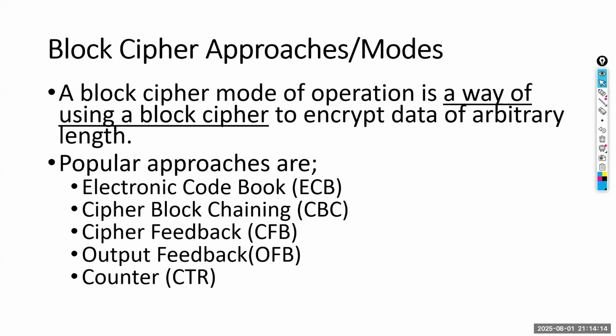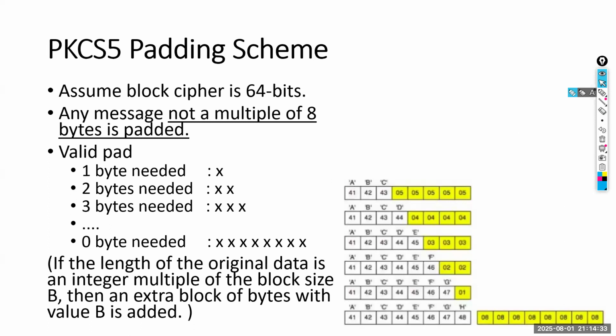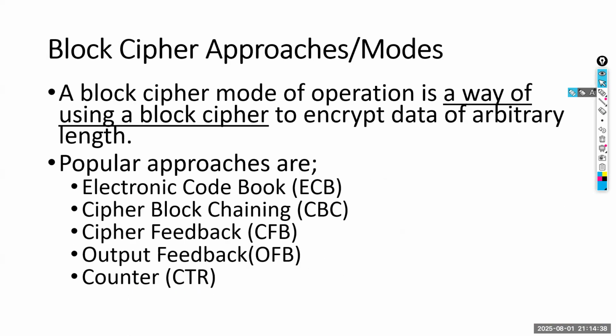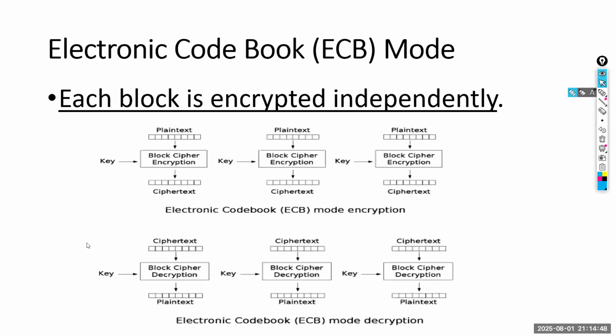Right. Block cipher modes. So these are related to, again, symmetric block ciphers. So we are going to look at 5 block cipher modes. What are those? Electronic code book, cipher block chaining, cipher feedback, output feedback, and counter. So those are the 5 block cipher modes in your syllabus. Let's take one by one.